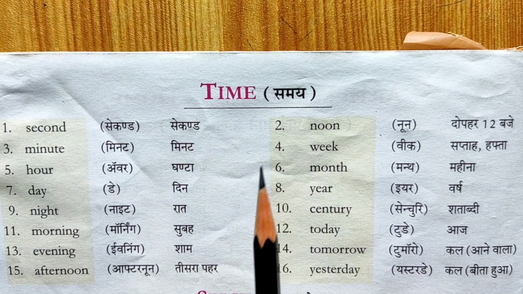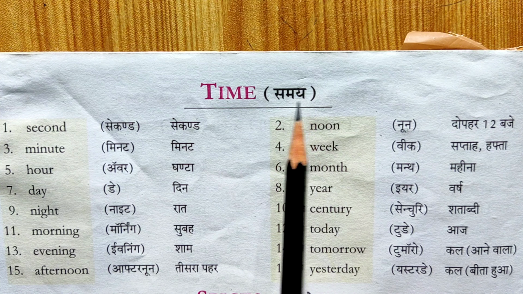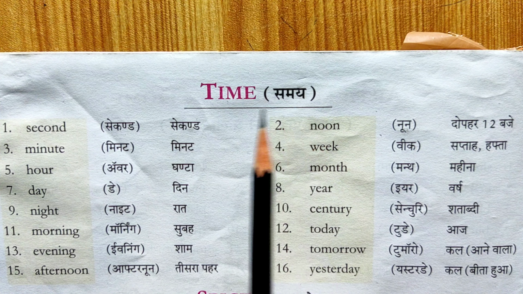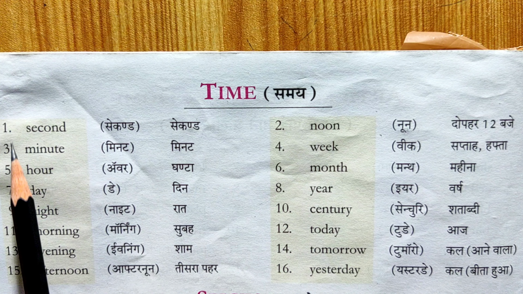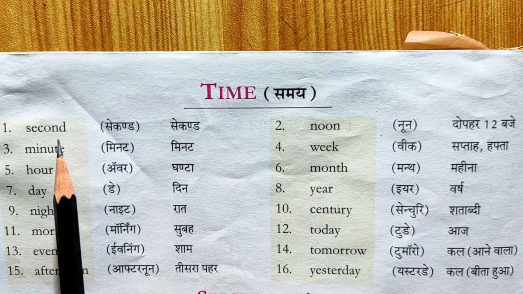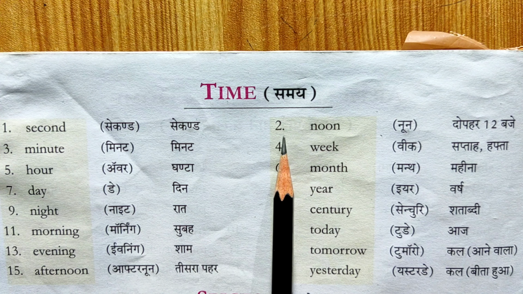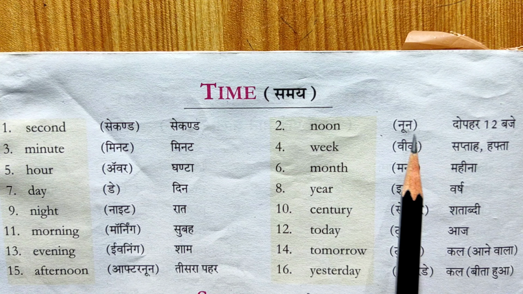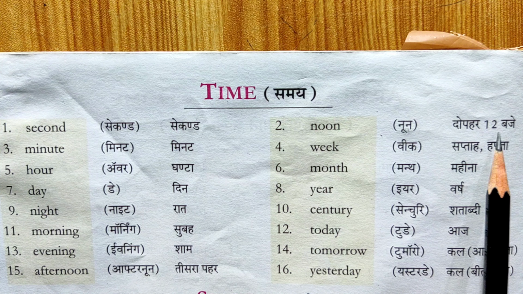So, in this topic, today we are going to learn about time. Time means samay. So, what are the vocabulary related to time? Let's see with an example. So, number one, second. In Hindi, second. Number two, noon. Noon का अर्थ होता है दोपहर 12 बजे.